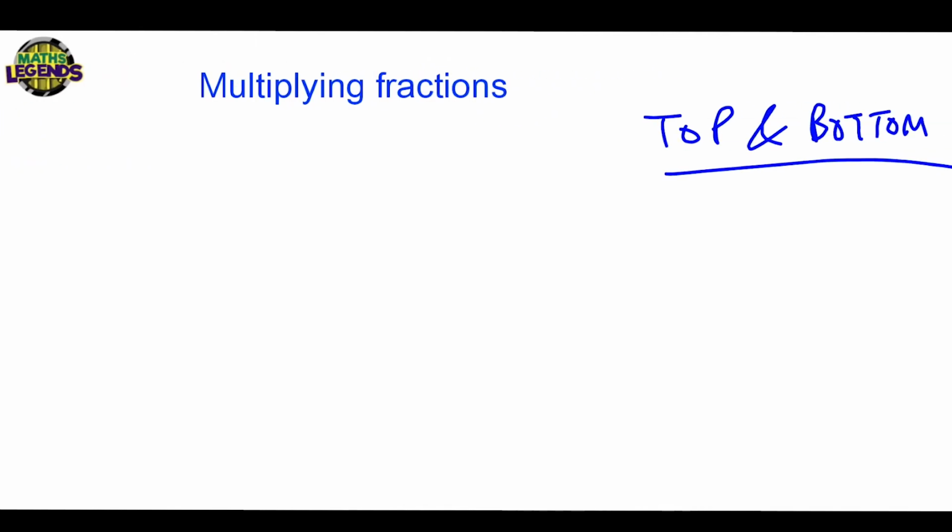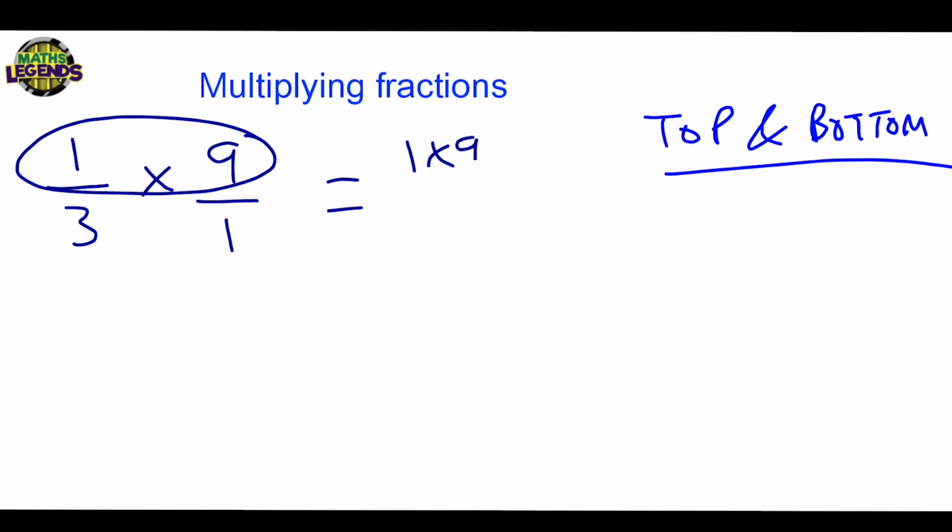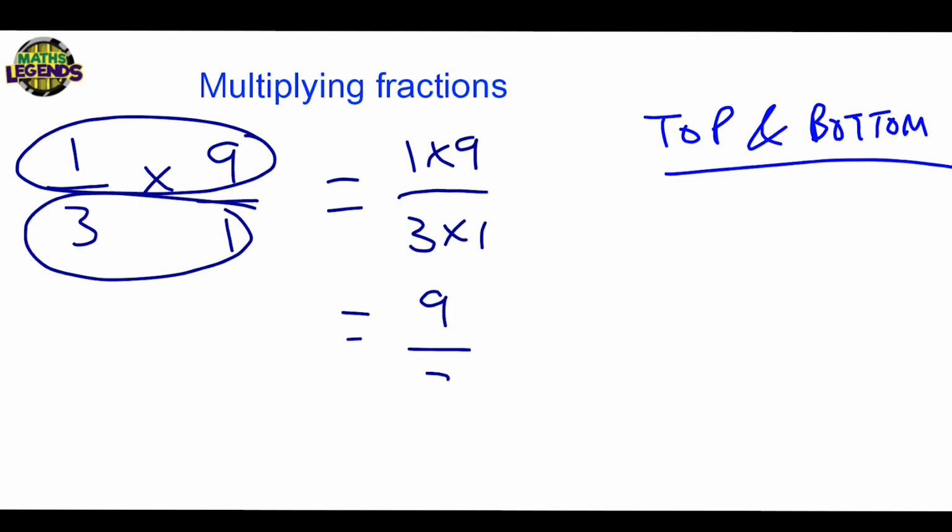Let's consider another example. So we have 1/3 times 9. Just like the previous example, we can treat 9 as being over 1. So again, we do the top, which is 1 times 9, and we do the bottom, which is 3 times 1. This simplifies to 9/3. Now 9 divided by 3 is 3.